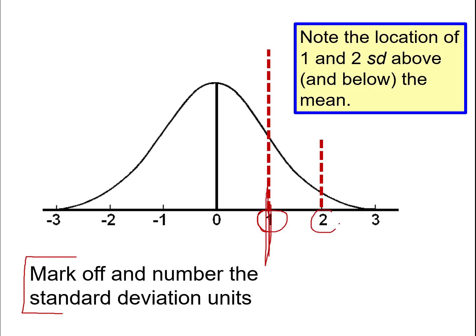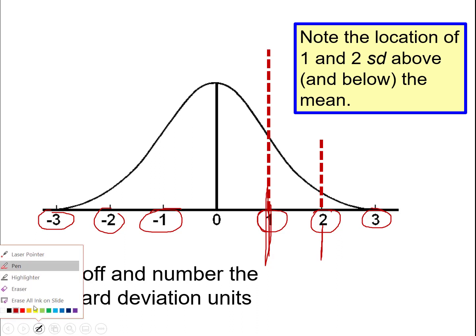And then right here, I'll circle 2 standard deviations above the mean. So I'll put a 2 at 2 standard deviations above the mean. And then I'll circle here's 3 standard deviations above the mean, right there. And then on the negative side, I'll circle -1, -2, and -3 standard deviations below the mean.